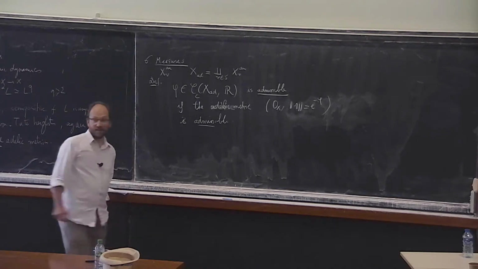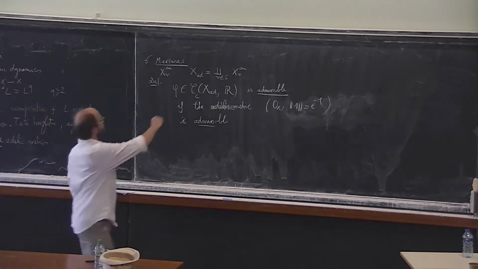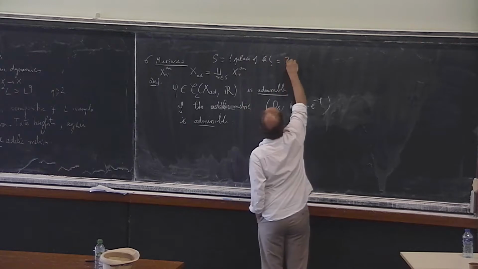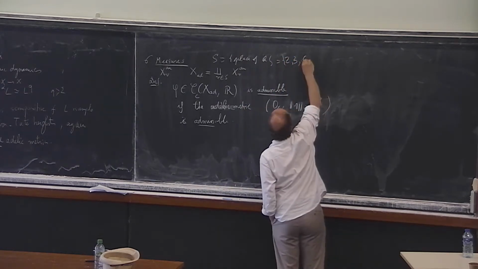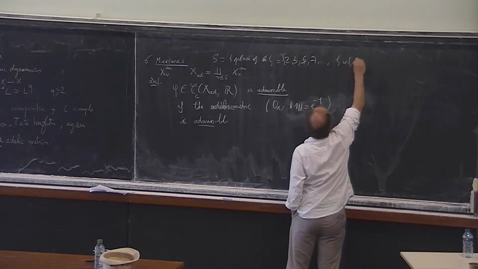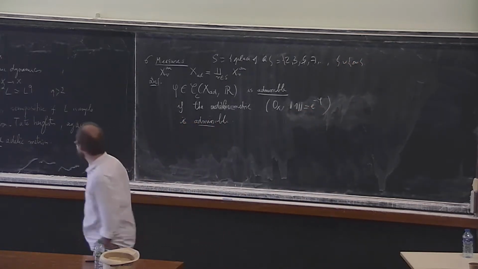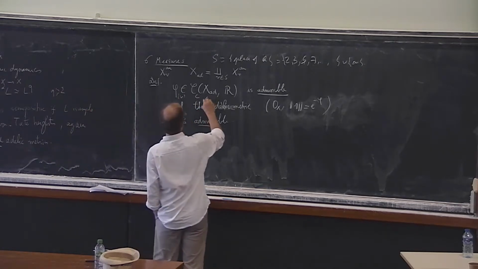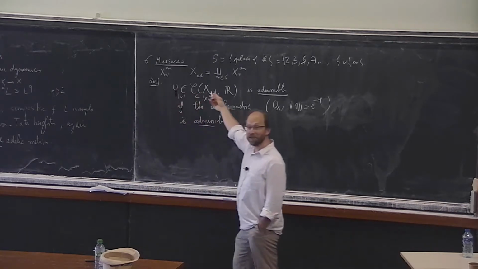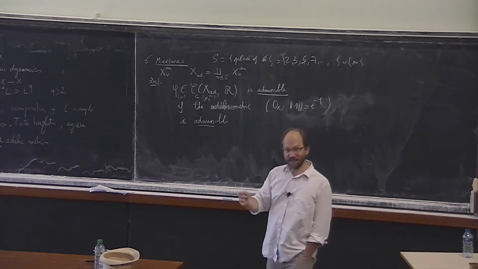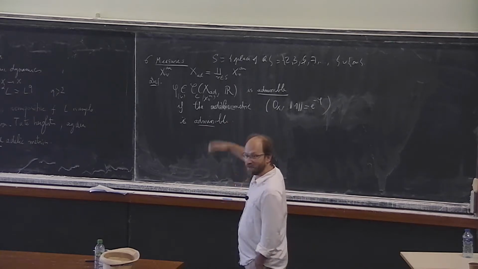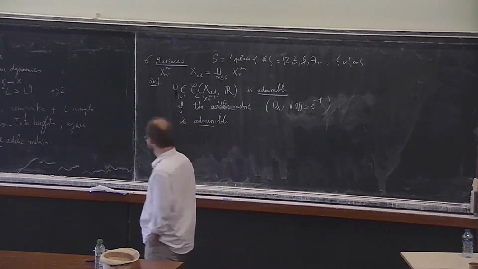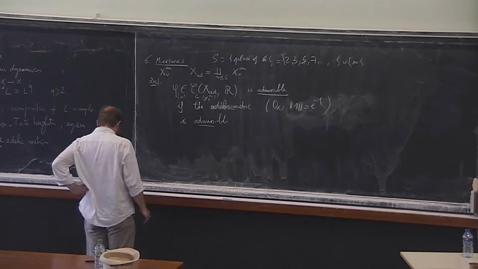S is a set of places of Q, so it's 2, 3, 5, 7, infinity. And of course there is a similar definition if I take one function phi_v on X_v^an, and I will say that phi_v is admissible if, when completed by 0, it's admissible. So it's the v-adic metric. I allow myself to talk about a v-adic admissible metric.